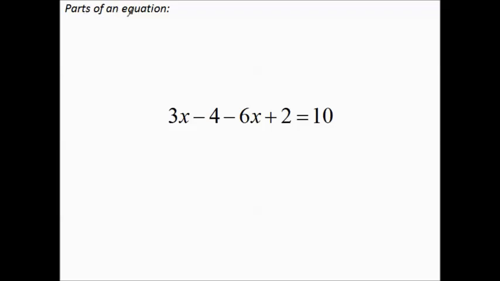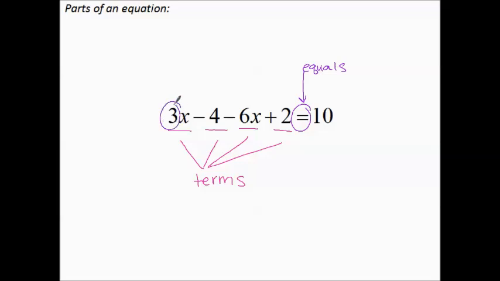We know that this is an equation, first of all, because we have an equal sign. This lets us know that we are working with an equation. We also have other parts, including each of our terms. These are our different terms within our equation. We have different types of terms. We have terms with variables and terms without variables.